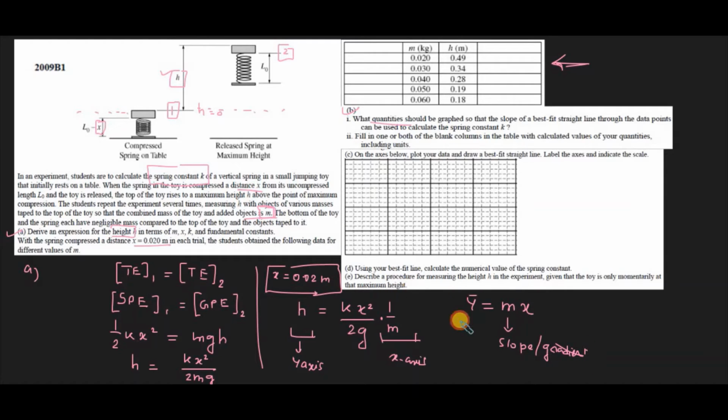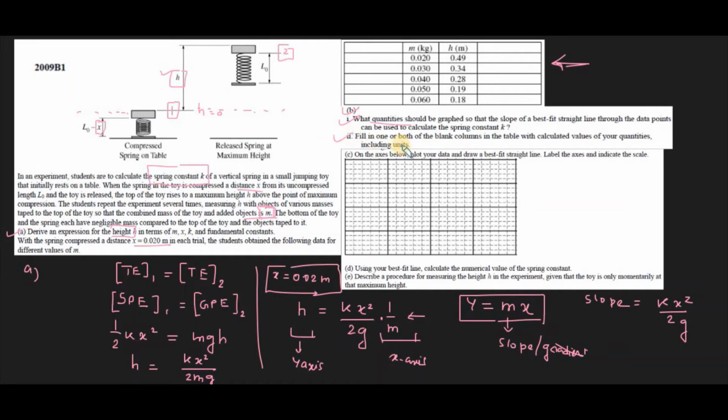We can compare the equation of a straight line y = mx with this derived equation, and from there we can say that height h can be plotted along the y-axis and 1/m can be plotted along the x-axis. Then the slope would be represented by kx² upon 2g. So after plotting the graph, we have to determine the slope, and after getting the value of the slope we can find out the value of k. So this is for the first part.